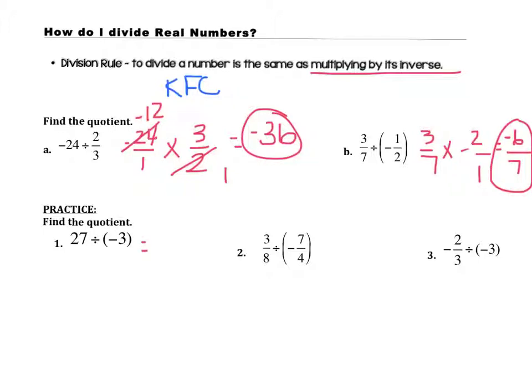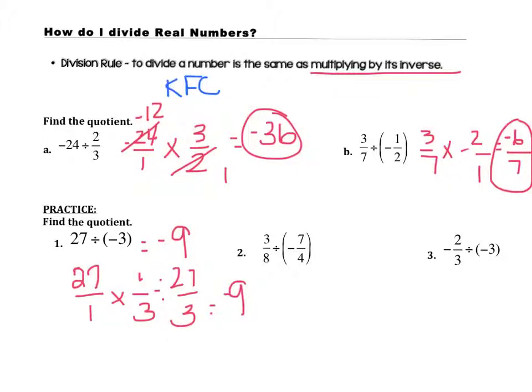All right, so find the quotient, 27 divided by negative 3. So I'm just going to do this one. I can just take 27 divided by negative 3, which is going to give me a negative 9. Because remember, a positive divided by a negative is going to give me a negative. I could also show it by going 27 all over 1, multiplying it by its inverse. The inverse of negative 3 is going to be negative 1 all over 3. And notice how I get negative 27 all over 3, giving me a negative 9.